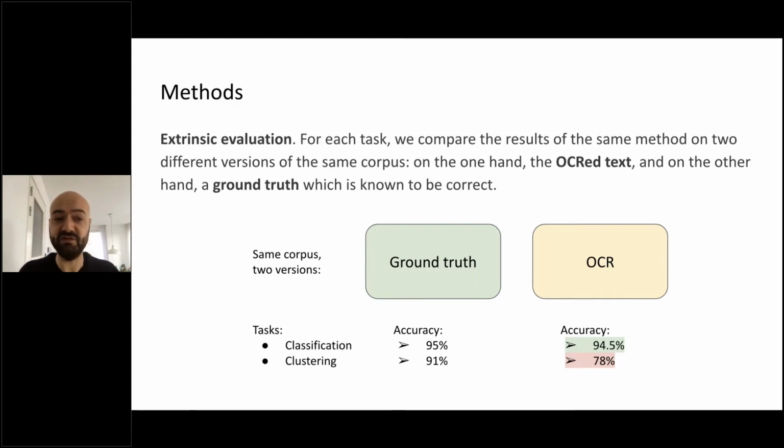Therefore, this extrinsic evaluation would lead me to say, well, classification is okay, basically. I roughly get the same results, minus a very minor decrease in performance. Instead, clustering is performing much worse. So there is an issue there, okay? Extrinsic evaluation is very good to assess what we want. It is also very costly because, as you can imagine, we need these two versions of each corpus, and especially the ground truth is costly and hard to collect.